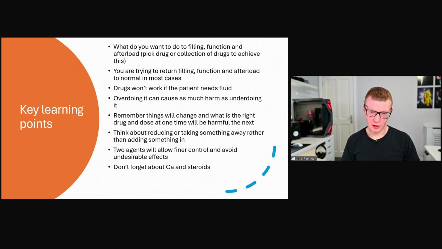In terms of other things, don't forget about your calcium. All these drugs need calcium to work. They work by increasing intracellular calcium. So if your ionized calcium on your blood gas is less than 1, give some calcium and you'll find your drugs suddenly start working. And if you're on 2 or more of these agents and they're not working, this is the time we think about adding in some low-dose hydrocortisone for relative adrenal insufficiency.